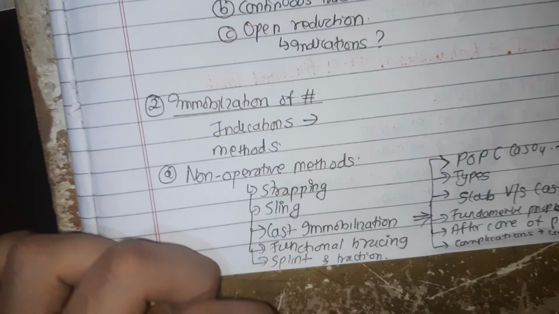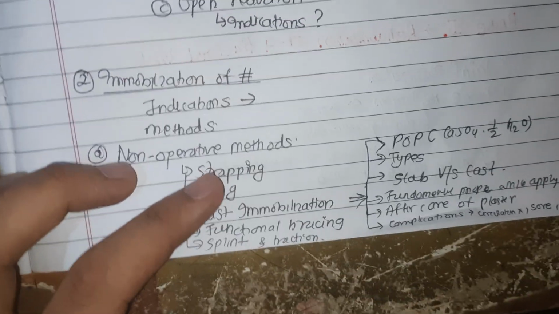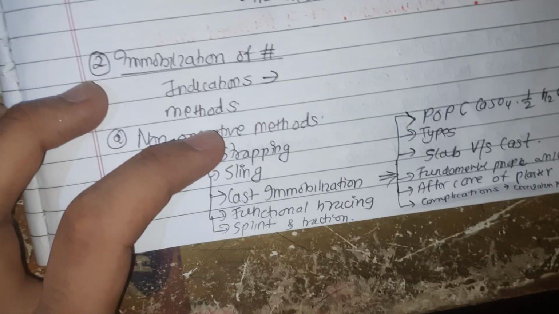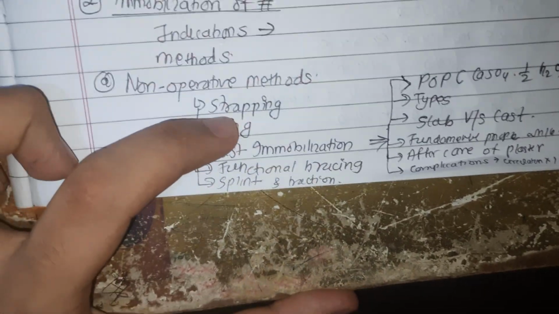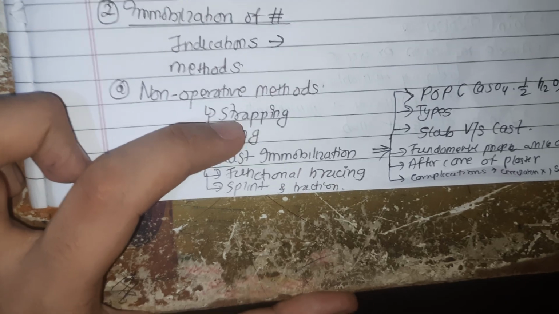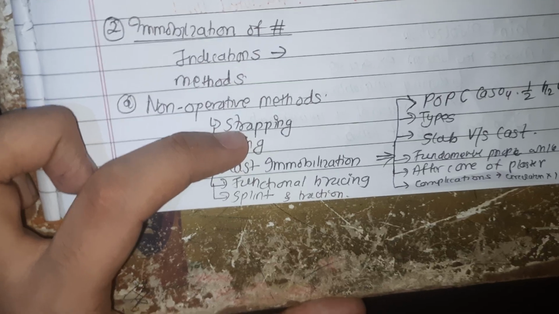And the immobilization of a fracture can be done by various operative and non-operative methods. Talking about non-operative methods, most fractures can be immobilized by one of the following, like firstly, strapping. The fractured part is strapped to an adjacent part of the body. For example, a phalanx fracture where one finger is strapped to the adjacent normal finger.